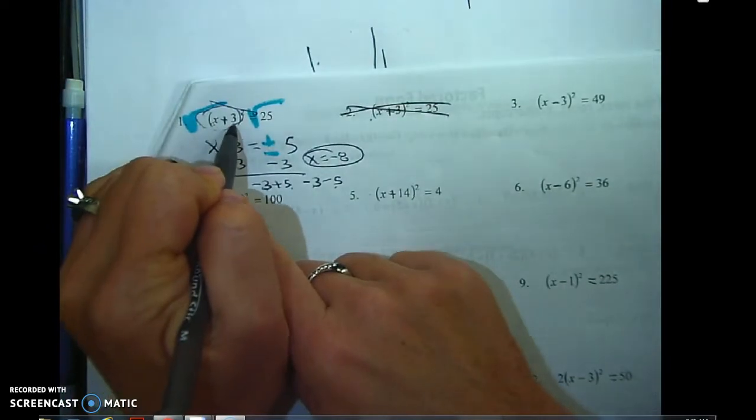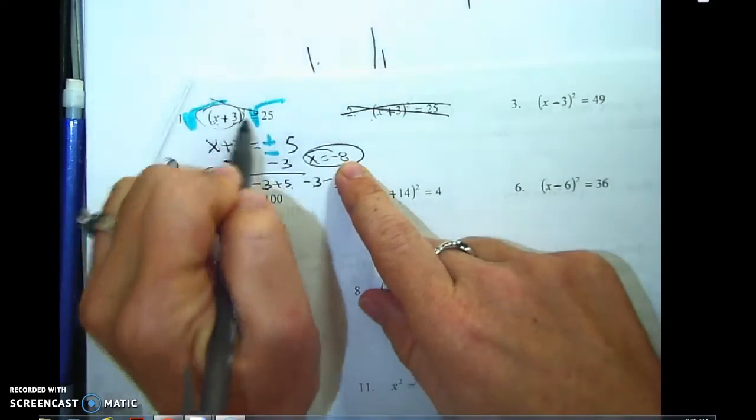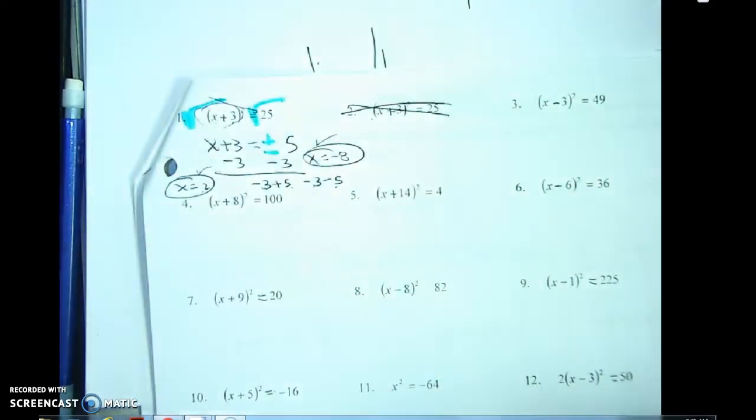Now you can check it. 2 plus 3 is 5. Squared is 25. Good. Negative 8 plus 3 is negative 5. Squared is 25. Good. Okay.